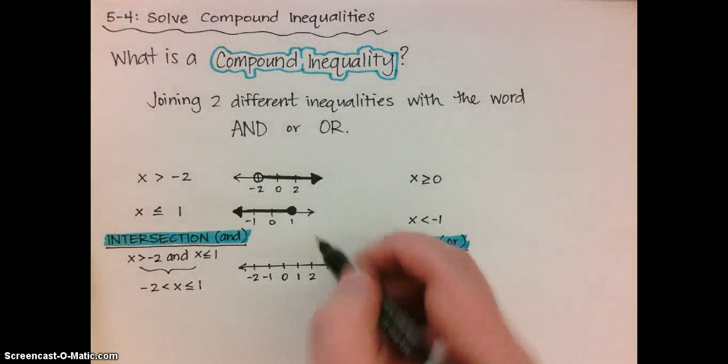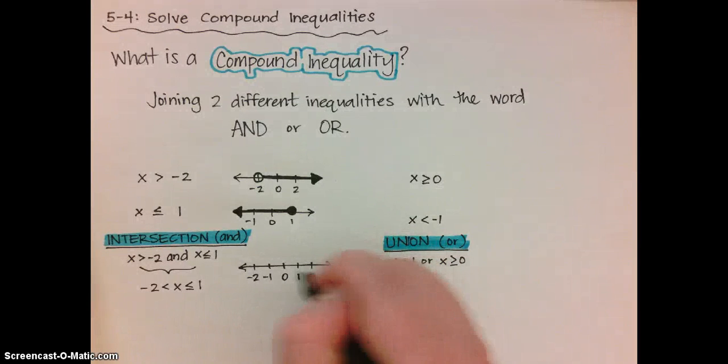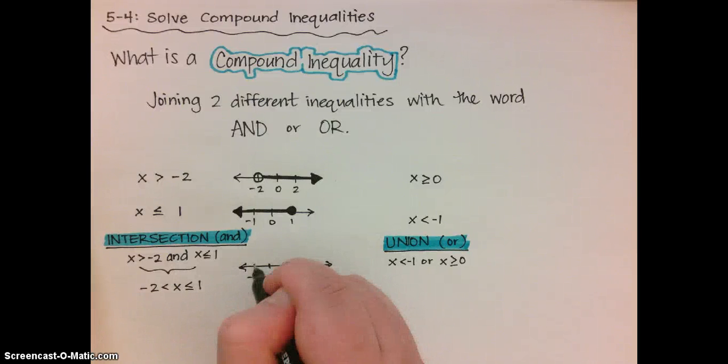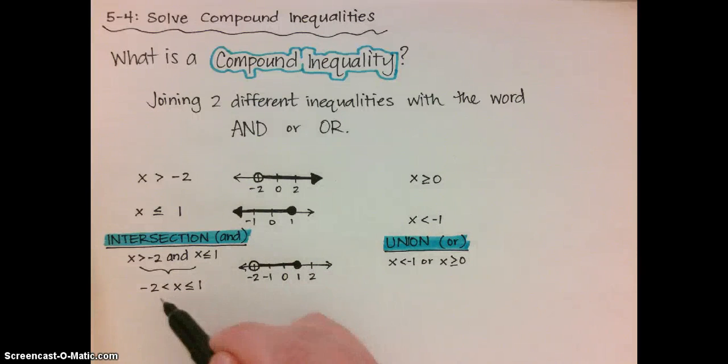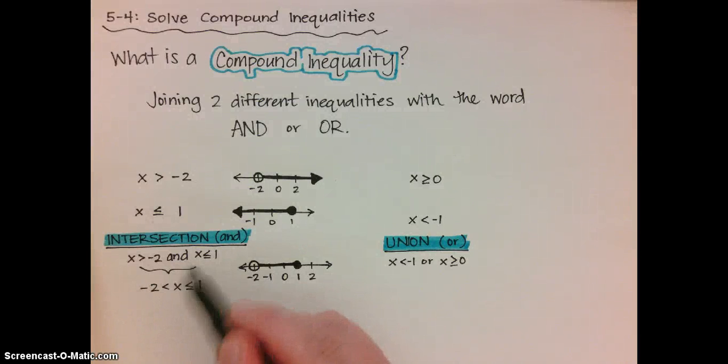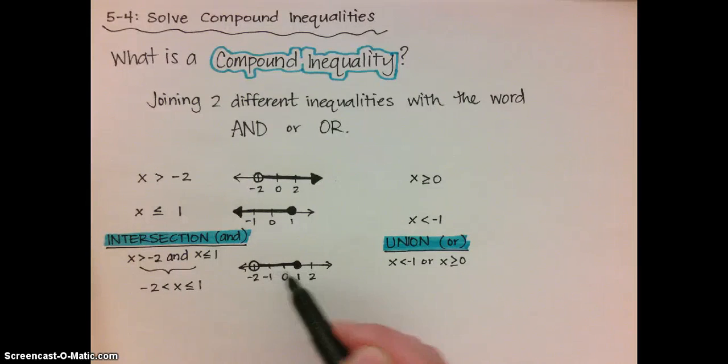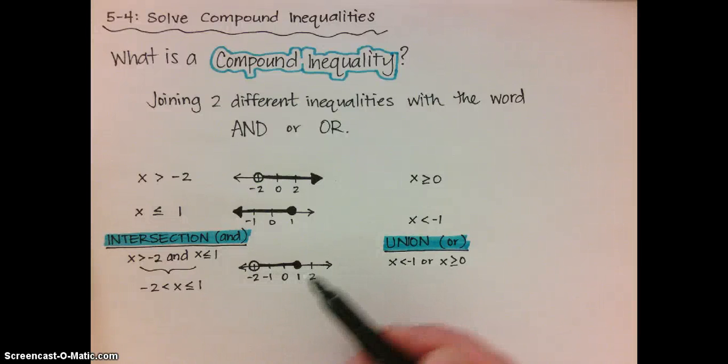So I have my 0, my 1, my 2, my -1, my -2. And really, by looking right here, they're going to be intersecting. So I'm going to shade everything that's in the middle. So when I rewrite these two inequalities as one compound inequality, it reads -2 is less than all of the different solutions that are also less than or equal to +1. And this is how it would be graphed right here.